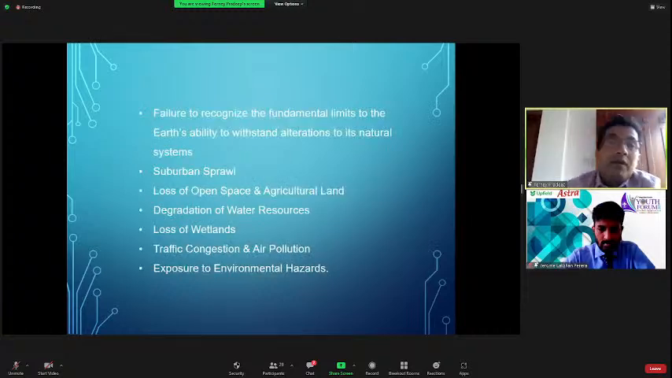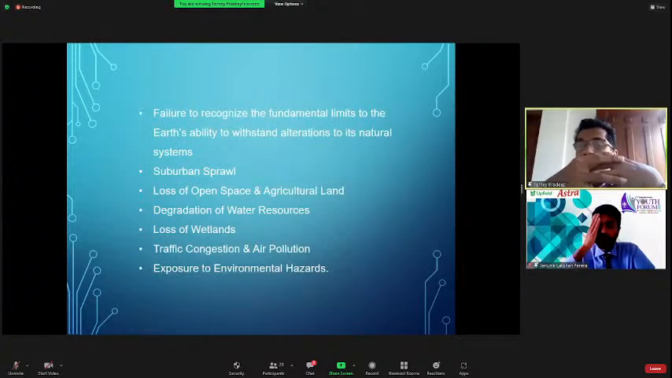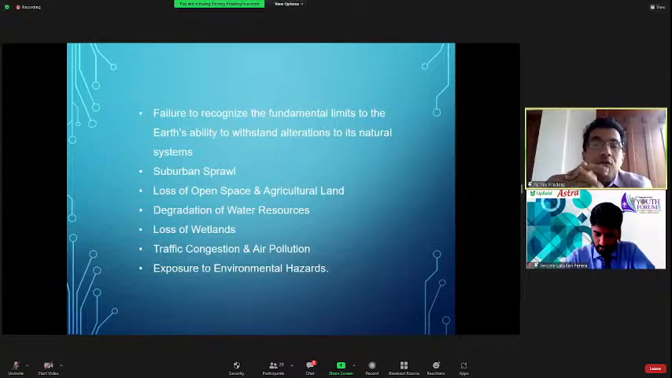Right? And failure to recognize fundamental limits to the Earth's ability to withstand it. We think that our forests, the sea, our ecosystem can bear everything. No, they have a limit, they have a threshold. And suburban sprawl, meaning our cities are spreading, right? Also loss of open space, and agricultural lands are being lost. Degradation of water resources, loss of wetlands, traffic congestion, air pollution, exposure to environmental hazards.